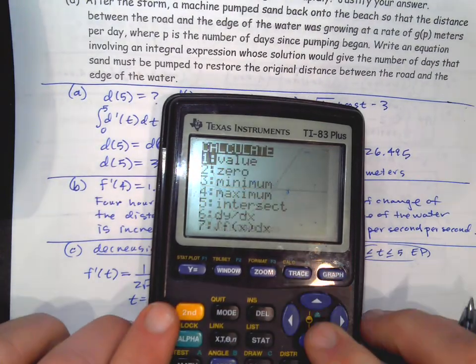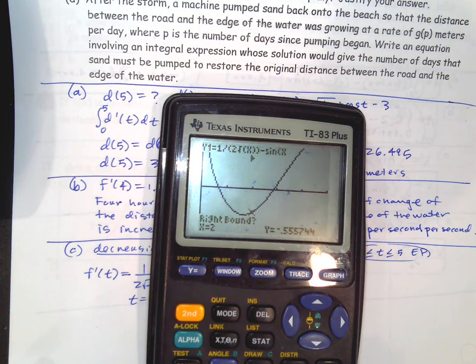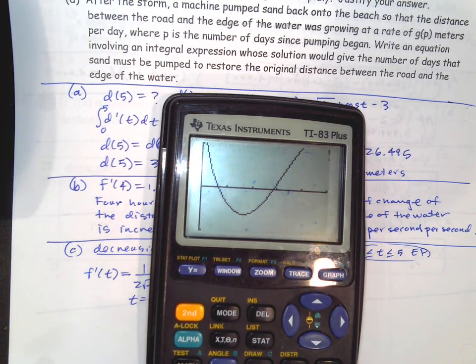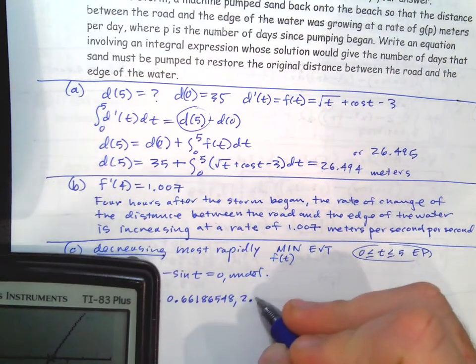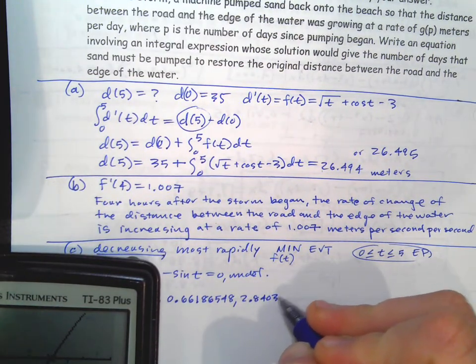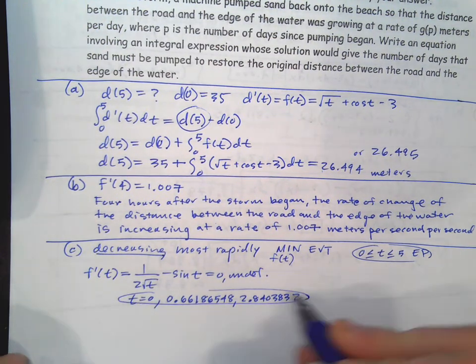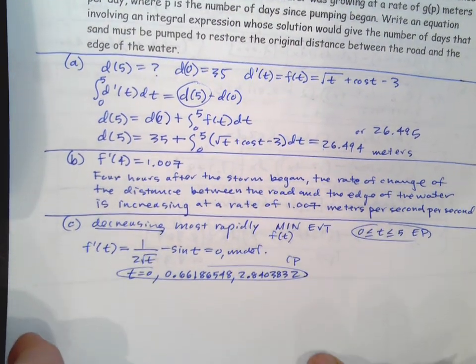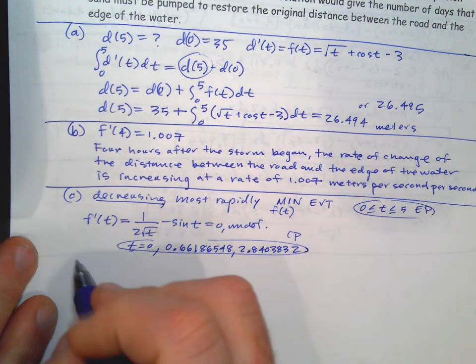Second, calculate 0. Looks like there's one around 3. So I'm going to say 2 to 4, guess 3. Okay. 2.843832. So these are the critical points. And now we're going to make a table.